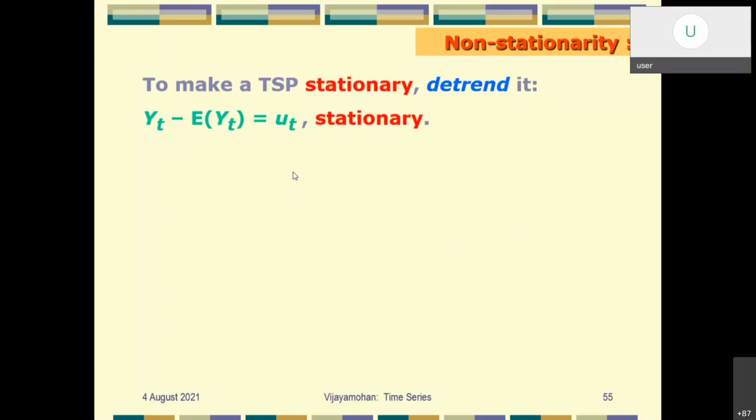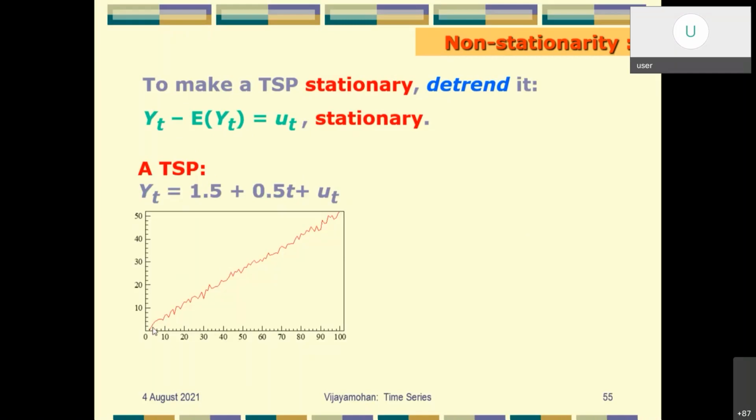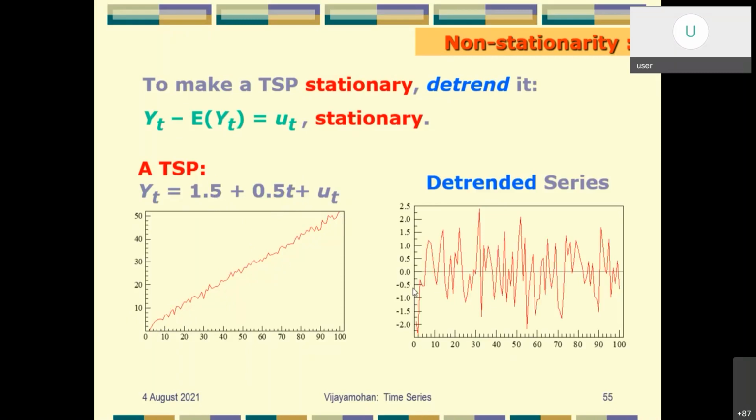So here we have a TSP. See, remember, there is a trend. Like this, the trend is equal to 1.5 plus 0.5t. And here we have the detrended series. So once we have removed the trend, we get an almost stationary series.